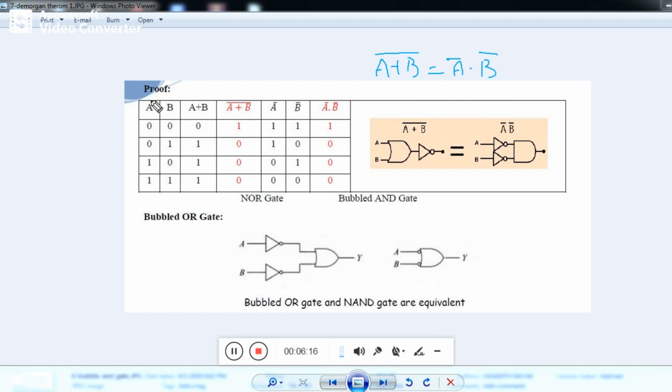So I will take two inputs A and B. The combinations are this. First I will try to find out A plus B. What is A plus B? 0 plus 0, 0. 0 plus 1, 1. 1 plus 0, 1.